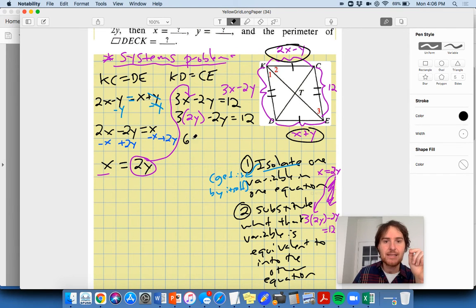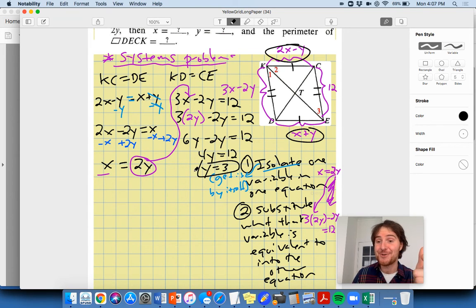3 times 2y is 6y minus 2y equals 12. 6y minus 2y is 4y equals 12. And finally, we've solved for y. Divide both sides by 4. y is going to equal 3. Okay, y is going to equal 3. Then now we've got to figure out what x equals.